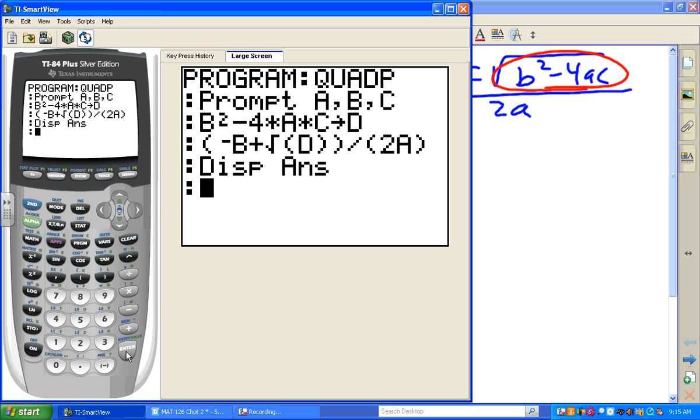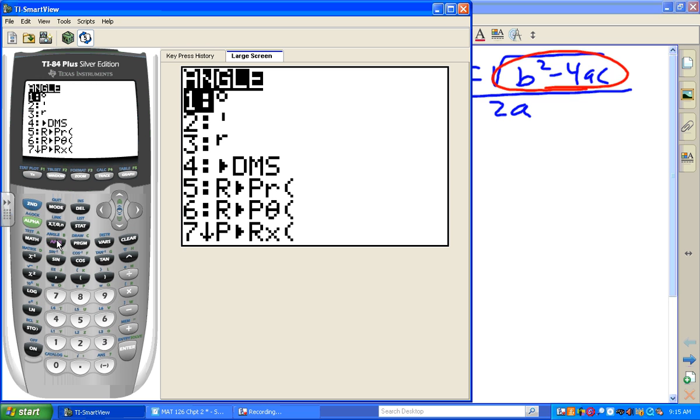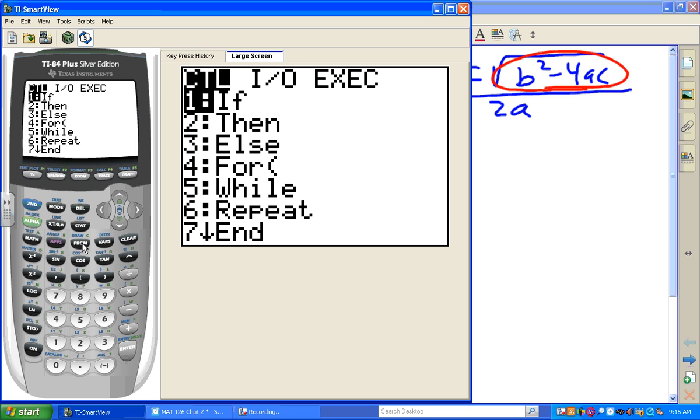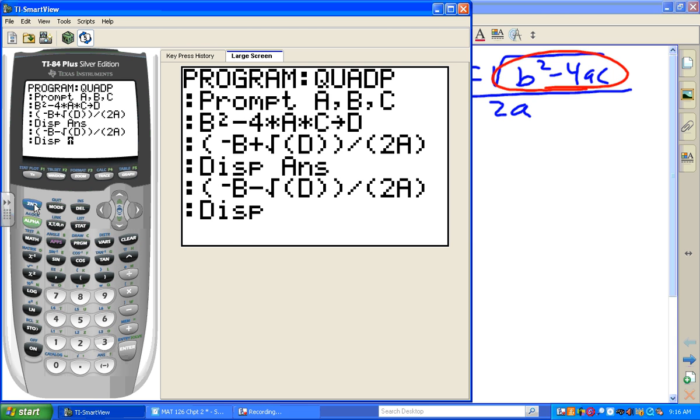And now I have to do it again, right? Parentheses, the opposite of B, oops, clear. The opposite of B minus the square root of D. And I'm going to close off my numerator, divided by 2a. And then what do I want to do with that? I want to display it again, don't I? So I'm going to go to Program, I/O, Display, Second Answer.